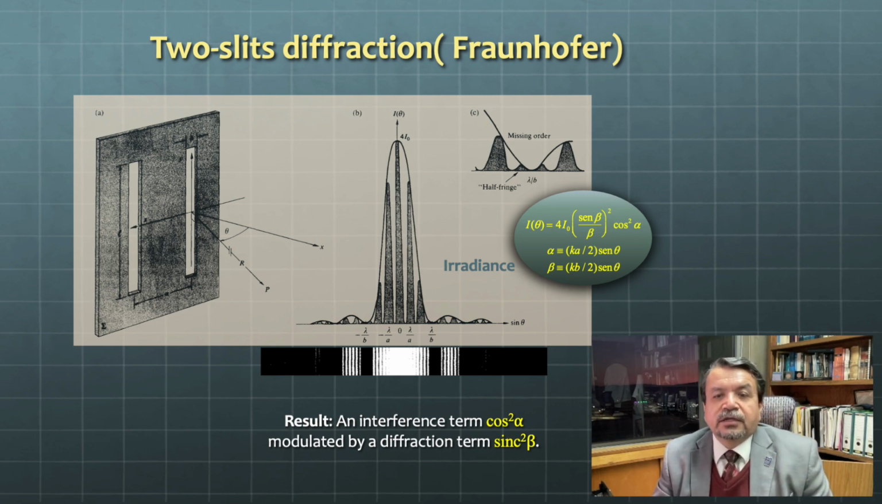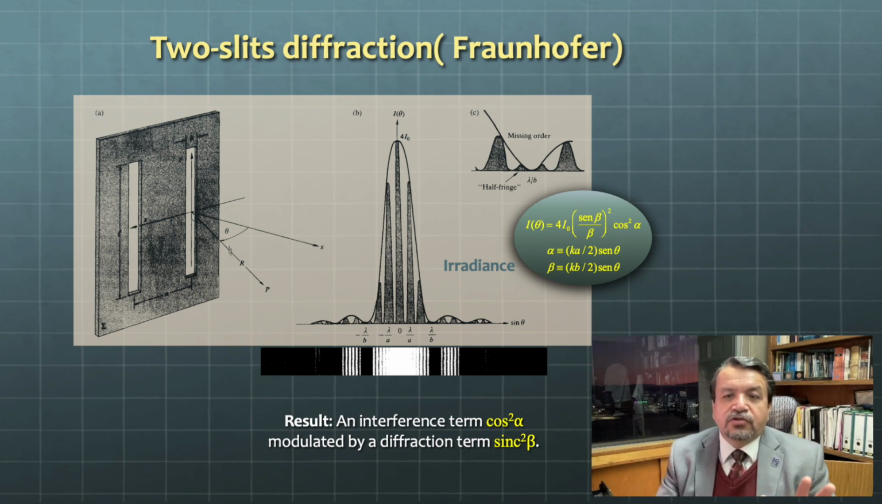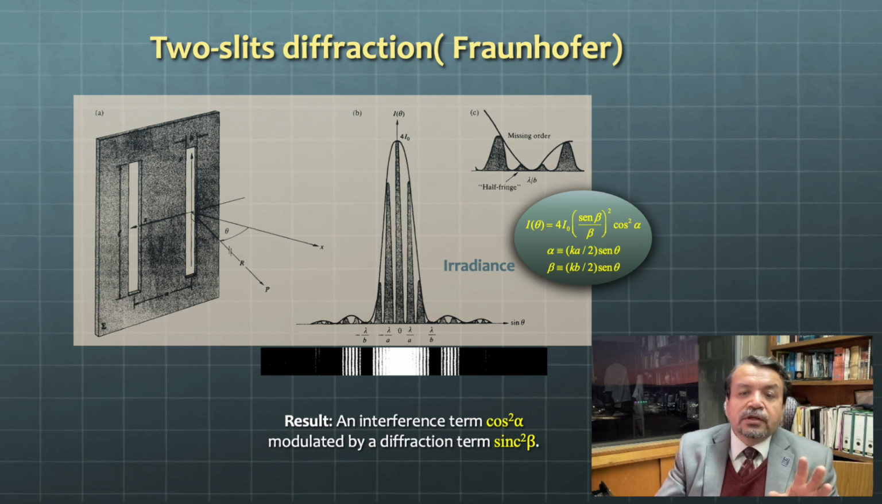The final irradiance we would have is a kind of thing with two functions. One function is the maximums and minimums of the squared sinc. The other function is all those maximums and minimums of the squared cosine, and that squared cosine would in turn have an envelope equal to the squared sinc.